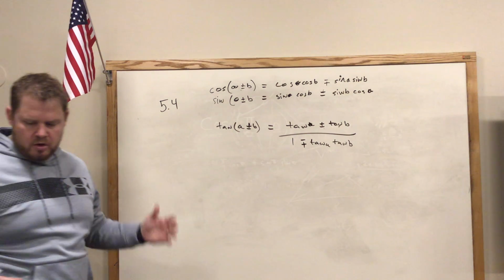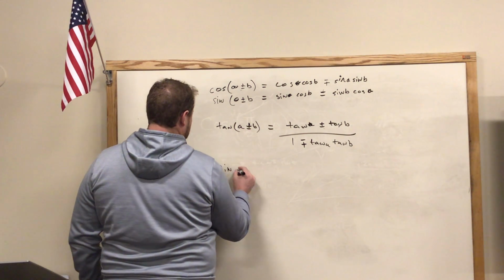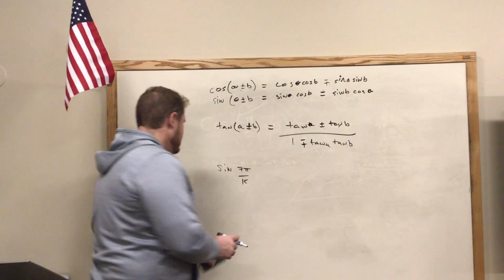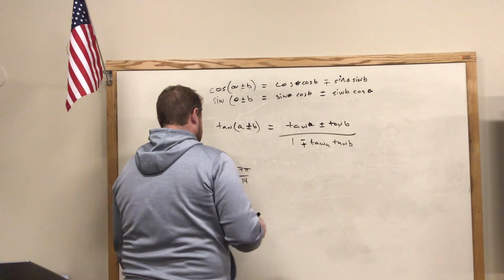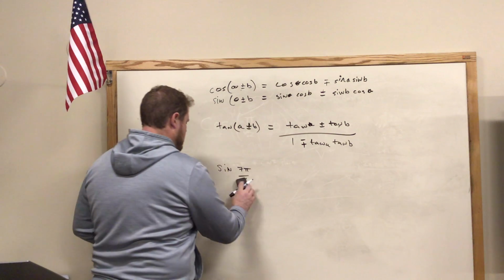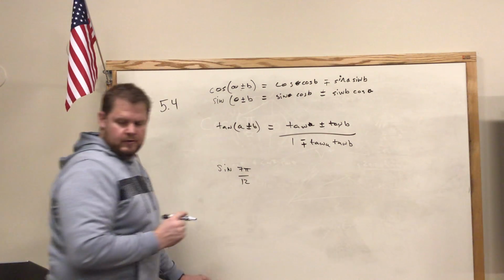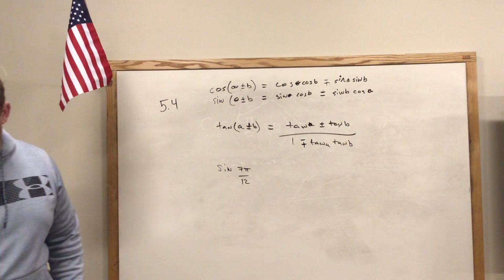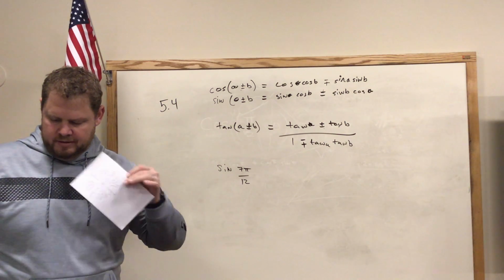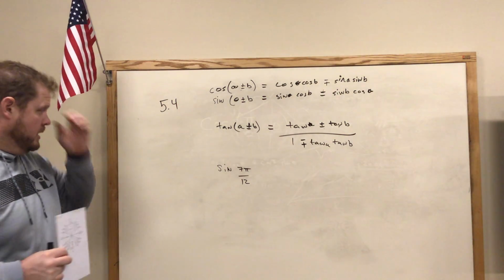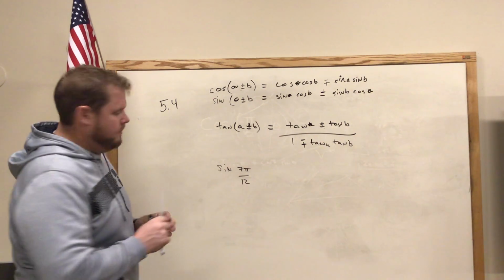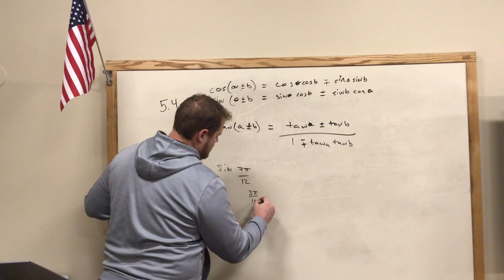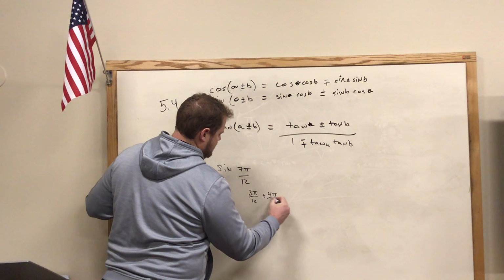So, good example. Let's solve sine of 7 pi over 12. So first off, we have to get this into fractions that will work for us, fractions that work for us to be able to solve this. So step 1: what can this be broken down to? 3 pi over 12 plus 4 pi over 12.